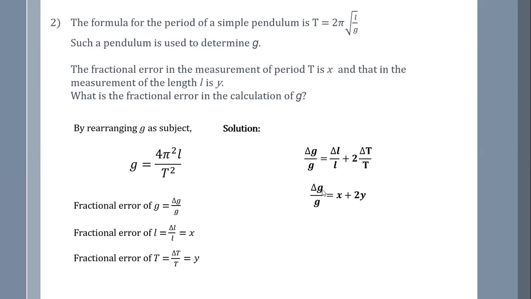So changes of G over G is the one we are looking for, right? Fractional error is changes of G over G. Changes of L over L is X, changes of T over T is Y, so it becomes X plus 2Y. So this is your solution, to find the fractional error.